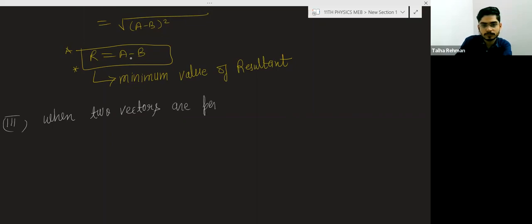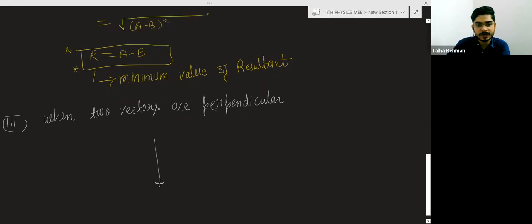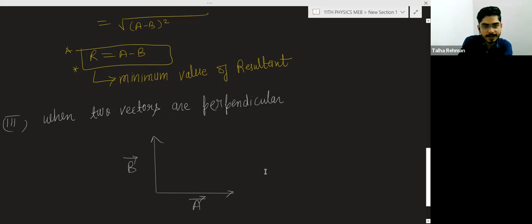Perpendicular means the vectors are like this. One vector will be this, another vector will be this. You can say if one vector is along x-axis, another along y-axis, or one is along y-axis, another along z-axis. This is your A vector, this is your B vector, and both vectors are making an angle of 90 degree.